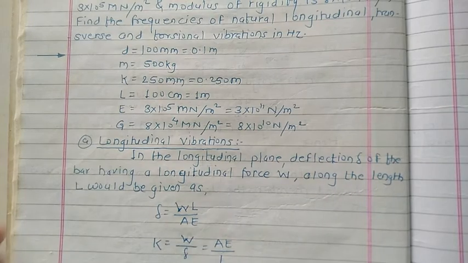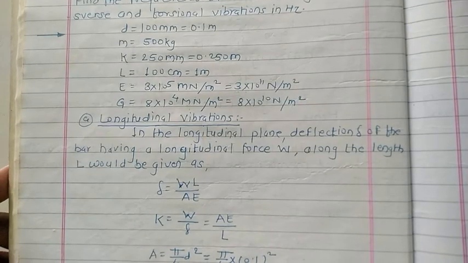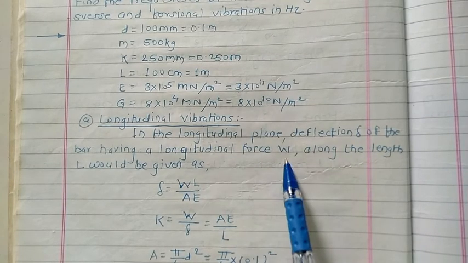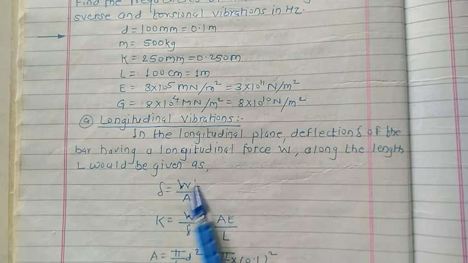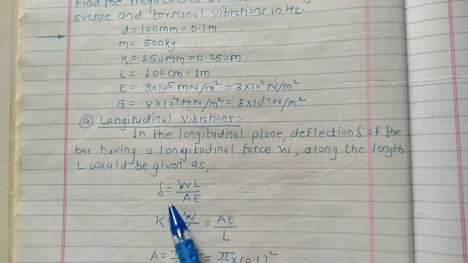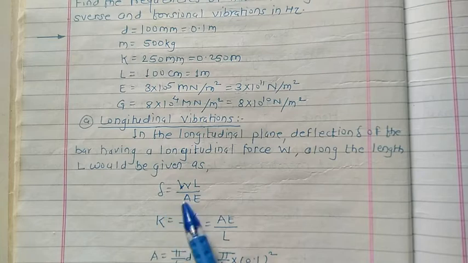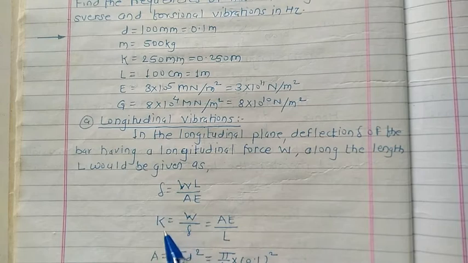So in case of longitudinal vibration, the deflection delta of the bar having the longitudinal force W along the length L would be given by a relation we have already studied in the discussion of converting a physical system into a spring mass system. So in case of longitudinal vibration, delta equals WL divided by AE. Then what about K?